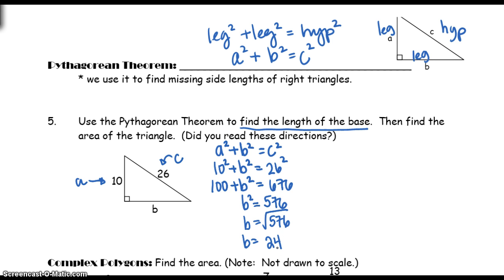Have you read the directions, though? Find the length of the base, then find the area of the triangle. So the area of the triangle is 0.5 times base times height. So then the area of the triangle is 0.5. Well, what's the base? And you're like, I don't know. It just says B. But didn't you just find B? It's right here.